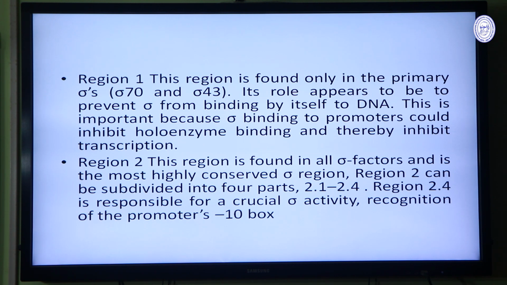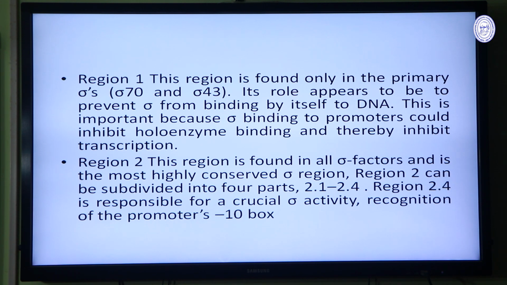The primary sigma factors are the sigma factors responsible for transcription of mainly all the genes necessary for the physiological systems. There are other sigma factors which are required for expression of certain genes under stress conditions, like heat shock responses, that is the genes that will be expressed when a bacterium is under heat shock, under starvation, during sporulation or nitrogen fixation, like that. So, for that specific type of sigma factor, region 1 is not present.